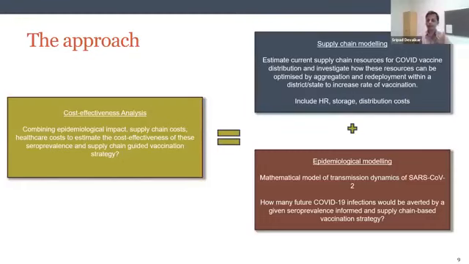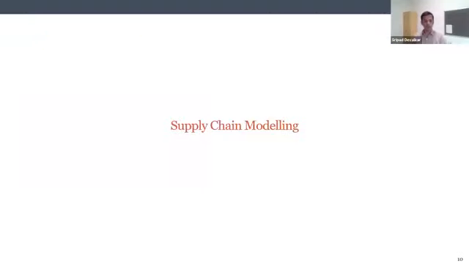The other input that the supply chain modeling exercise provides to the epidemiological model is, under each of these different strategies, what is the rate of vaccination that can be achieved given resource and supply constraints. So let me start by discussing what the supply chain modeling does, and please feel free to stop me at any point if there are questions or things that aren't clear, right?